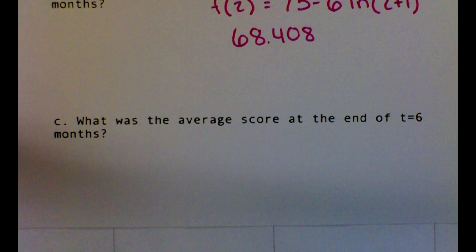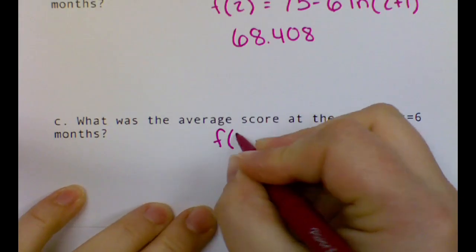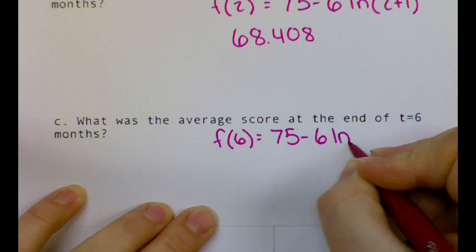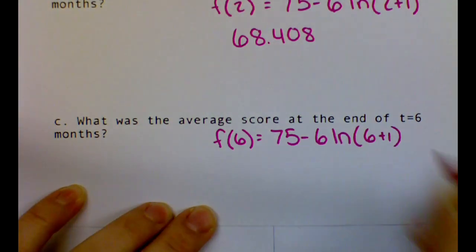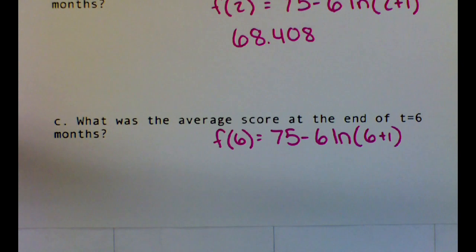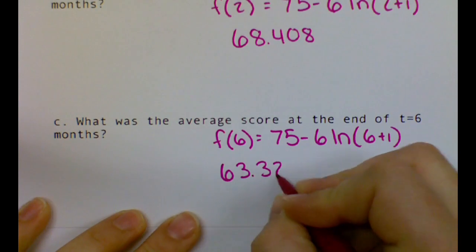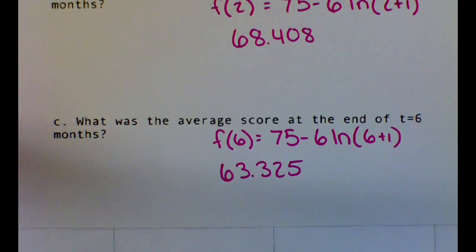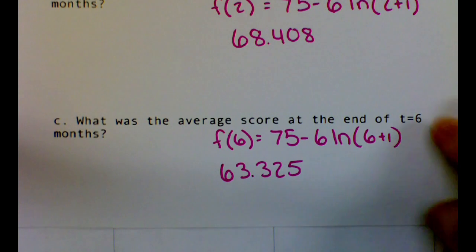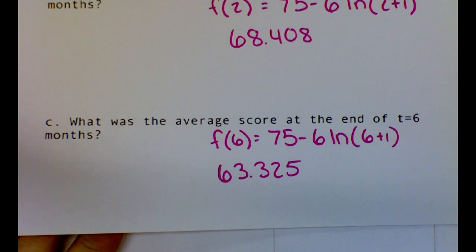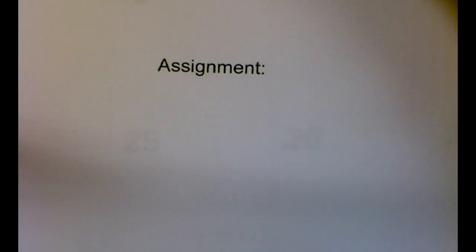And the average score after 6 months, we were looking for f of 6. Use my calculator again. 75 minus 6 ln of 7 this time. It's about 63.325. Not going down super fast, right? And that's kind of how logarithms work. As time goes on, they slow down. All right, you're going to have an assignment on logarithms now.